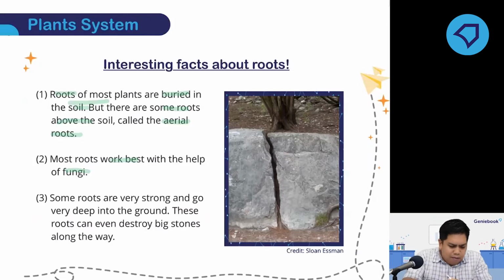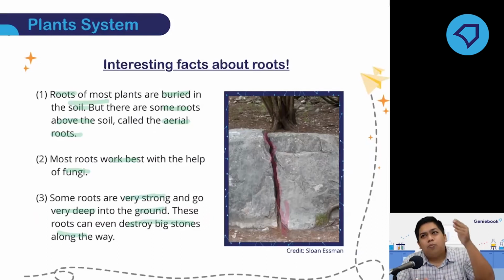Some roots are very strong and go very deep into the ground. Okay, so such as this one over here in this picture, as you can see, the roots is so strong it can destroy big stones along the way. So you can see this crack in between here, right? That is actually the work of the roots. It can split the rock into half. Who have seen this kind of effect before, where the roots are able to split the rock into half?